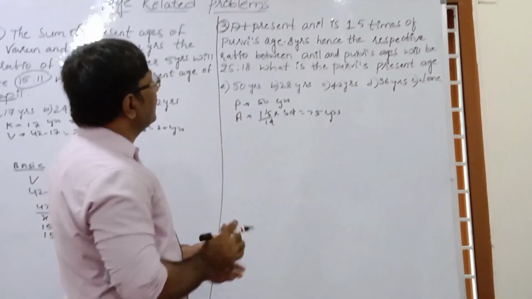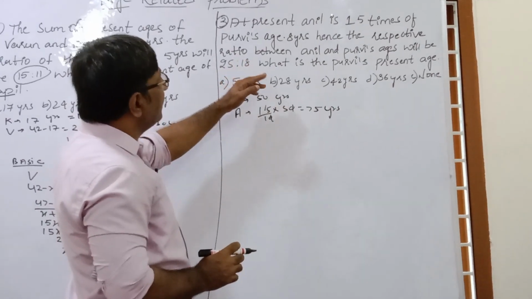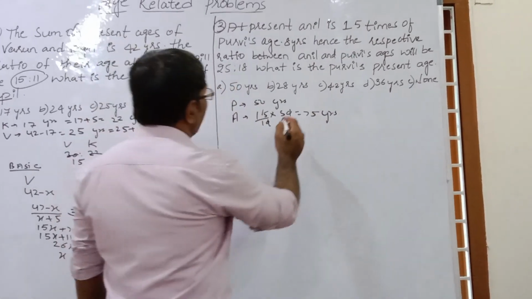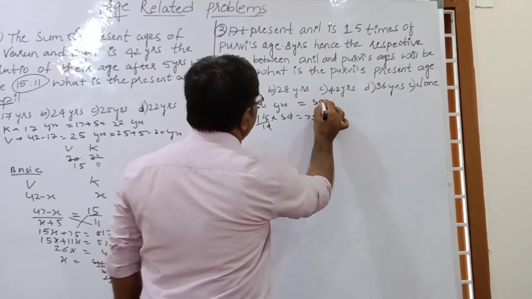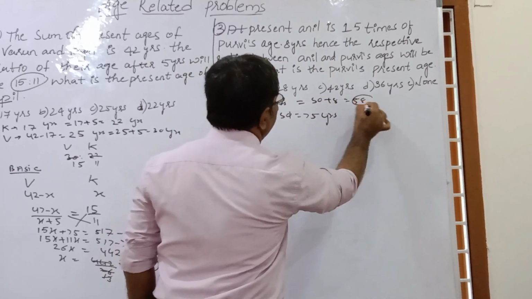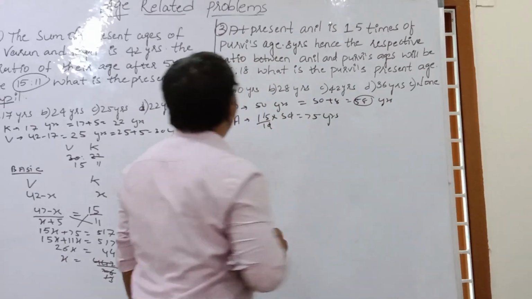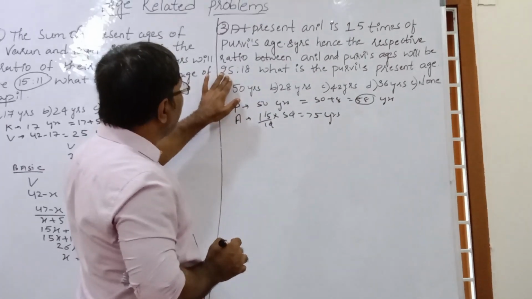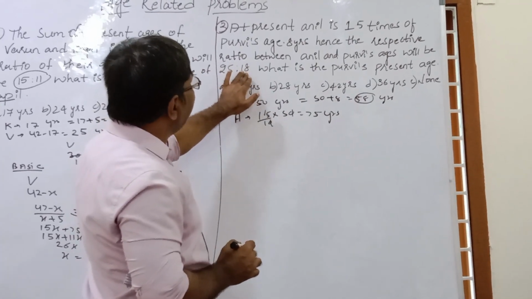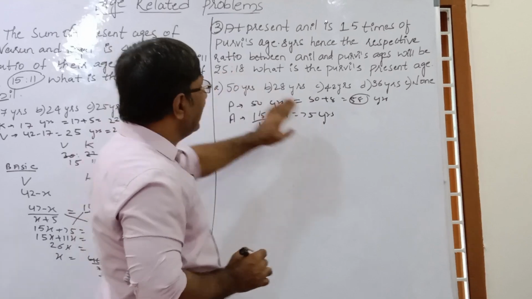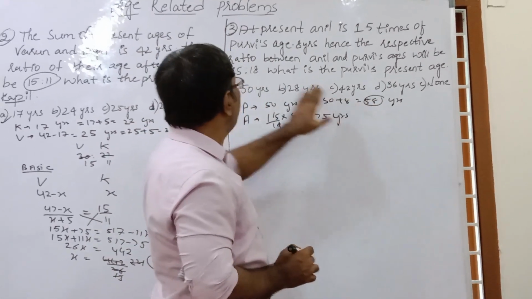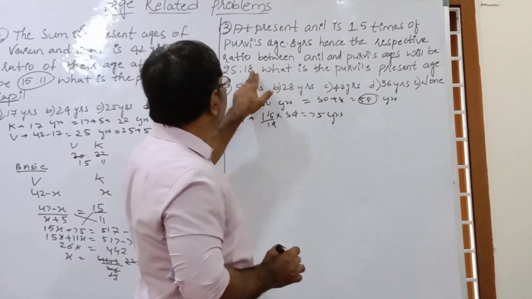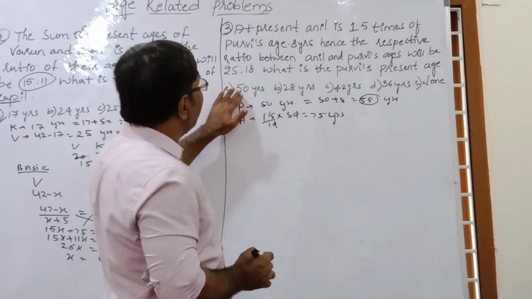Okay, now what is the question? The respective ratio between Anil's and Purvi's age will be this. So 8 years hence, after 8 years, what is Purvi's age? After 8 years, that is 50 plus 8, that is 58 years is Purvi's age. And the question says the ratio between Anil and Purvi will be 25 and 18. So Purvi's is 18 parts and here 58. From 58 to 18 is not possible, because if you cancel this number 58, it will not come to 18 anytime. So this is not the correct answer.